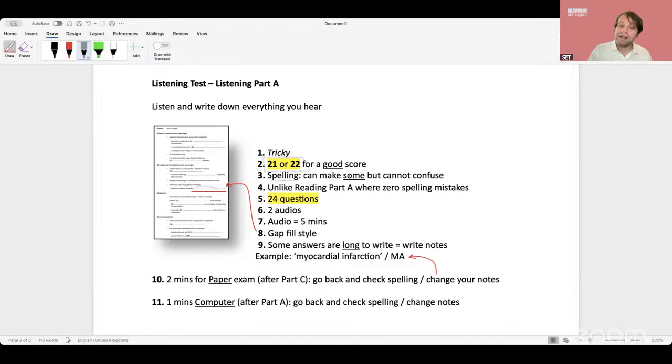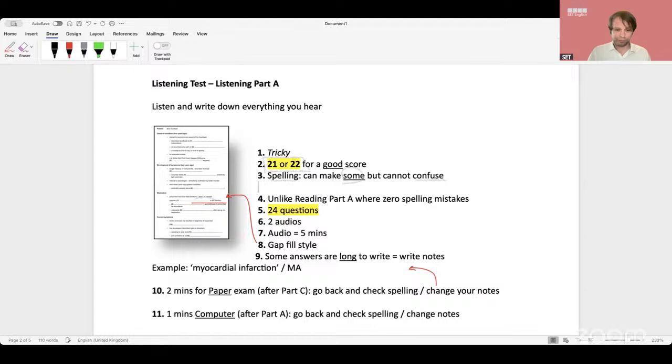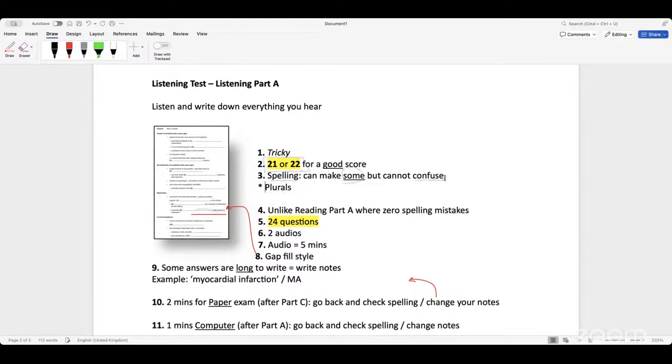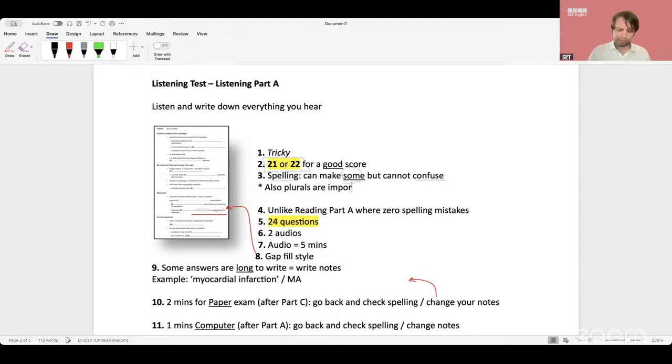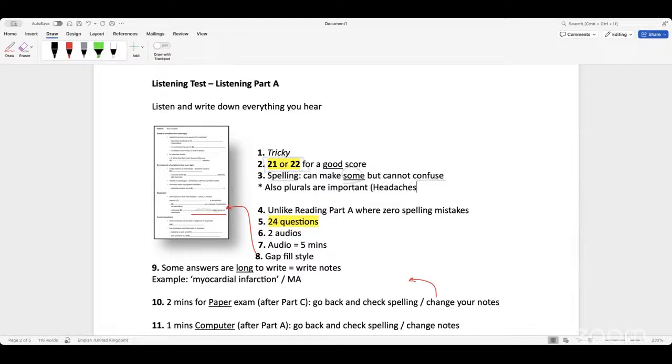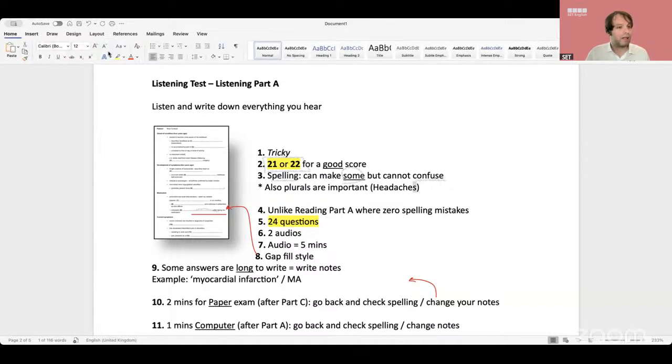Spelling is important. You can make some errors, guys, but you cannot confuse the reader. So this is the point about plurals. Who said plurals? Mashid, tell us once again. Plurals are important. What does that mean? We can make a mistake with one letter, for example using I instead of E, but we can't make a mistake about the plural, the S or the singular form. So headaches, guys. If the patient says headaches, this S can change your grade. If you don't write it, you can lose.